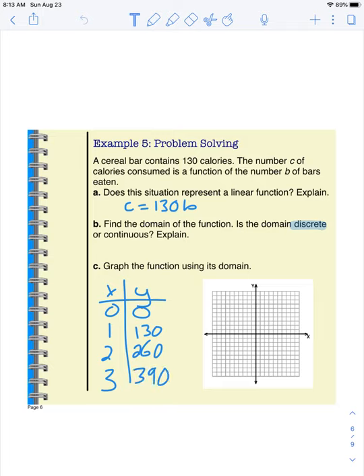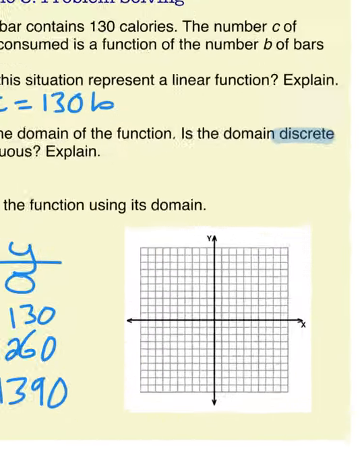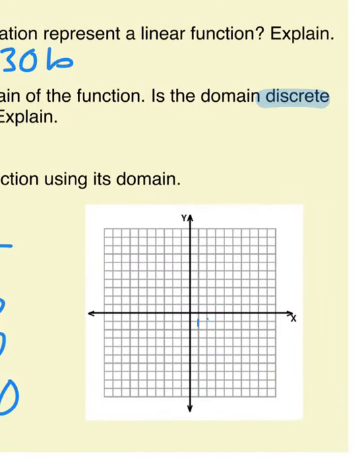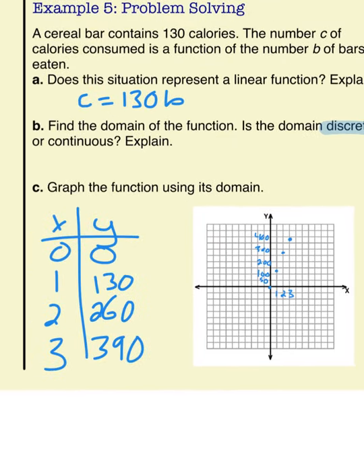All right, so my x-axis is just going to count by 1s. And my y-axis will count by 50. So 200, 300. All right, so 0 bars was at 0 calories, 1 was at 130, 2 was at 260, 3 was at 390. And there is my function. This is linear, has a discrete domain.